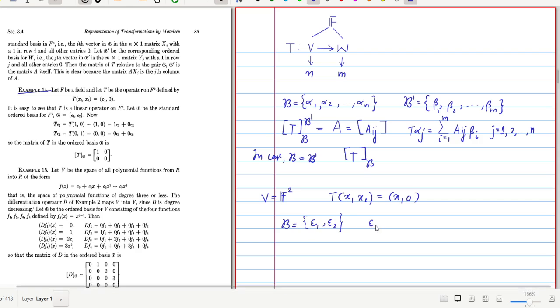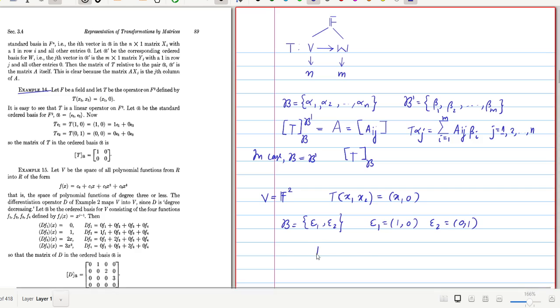What is epsilon 1? I'll write this as epsilon 1 is equal to (1, 0) and epsilon 2 is equal to (0, 1). So these are the basis vectors. Then what is the matrix of T?